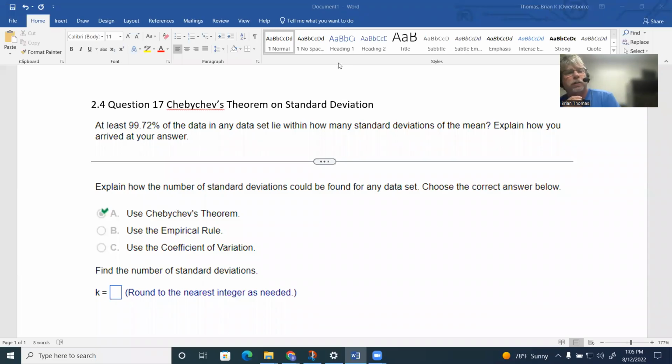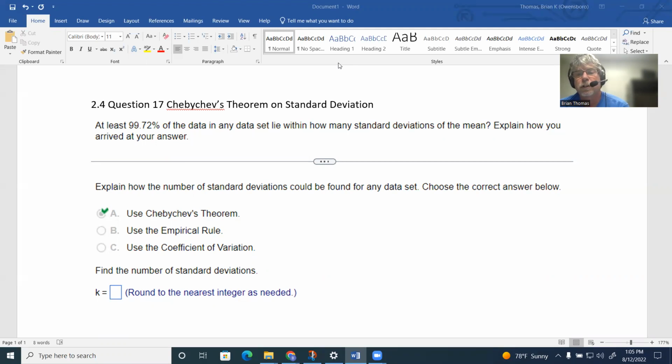So I came across a question in my lab statistics that looked a little different than what we've been working with. Question 17, Chebyshev's theorem on standard deviation. This question, I'm just going to pull right out of my lab. At least 99.72% of the data in any set lie within how many standard deviations of the mean? Explain how you arrived at your answer.